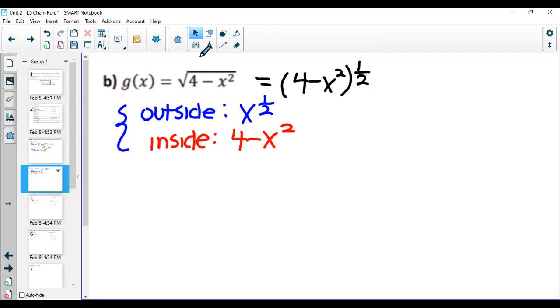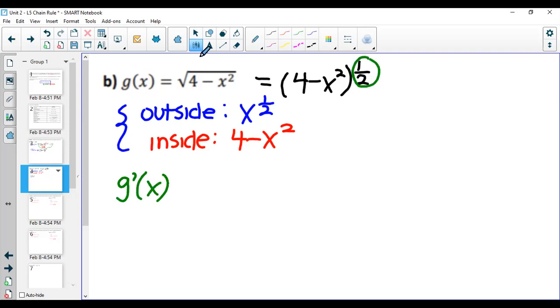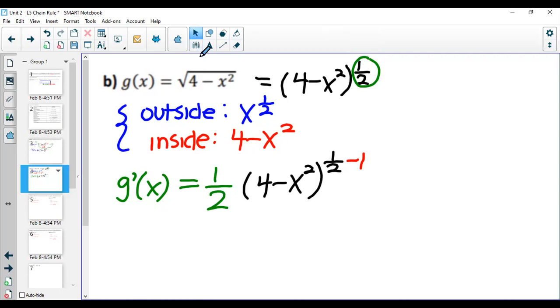So this means that g prime of x is going to be equal to, I'm going to take this 1/2 and bring it to the front. I'm going to take my 4 minus x squared to the power of 1/2 and subtract 1. I'm essentially applying the power rule. The outside of the function requires the power rule to solve. The inside of the function also requires the power rule to solve.